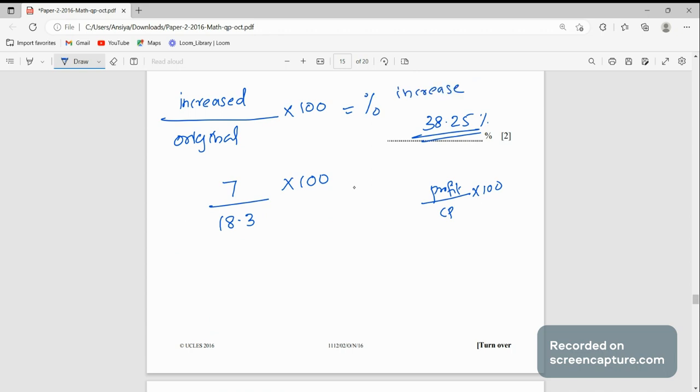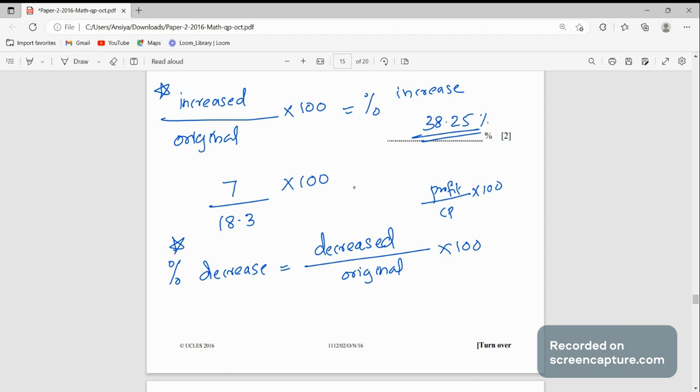and note down one more equation. What if the question is asking for percentage decrease? We can make it similar, but write it as a separate equation. Percentage decrease equals how much decreased, how much loss happened, how much decreased divided by what was the original number times 100. Write both these equations and study. Next question.